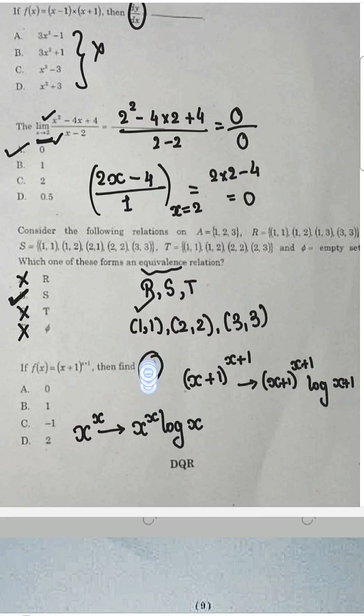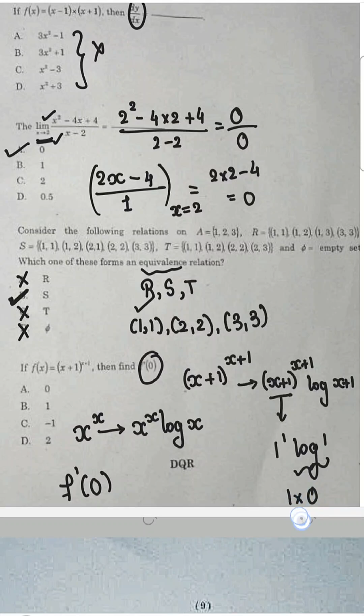They ask for f dash of 0. So f dash 0 means you first have to find the derivative, and whatever the derivative is, put x equal to 0. If I put 0 in place of x, this would be 1. The power is also 1. And then I have log of x plus 1. In place of x I will write 0, so it is log 1. And what do we know about log 1? The log 1 is 0. So 0 into 1, the answer is 0. So the option was A.